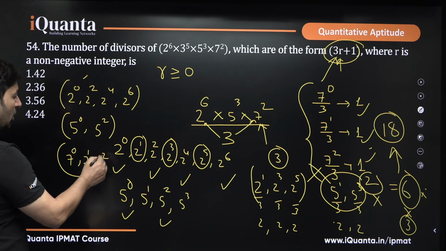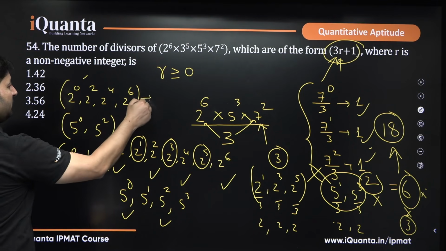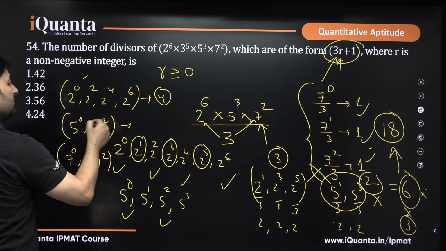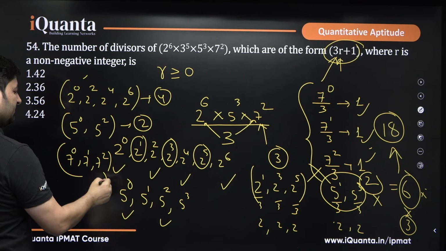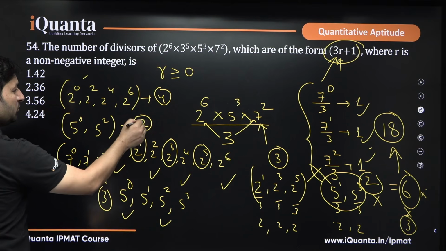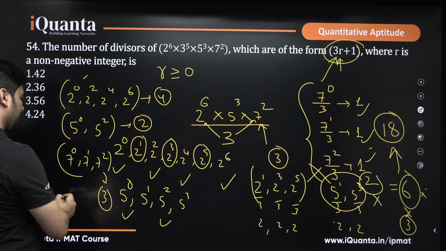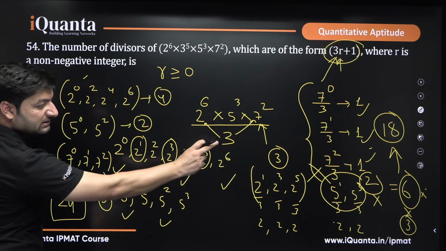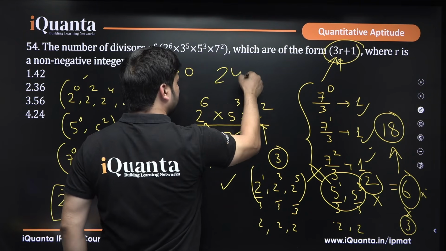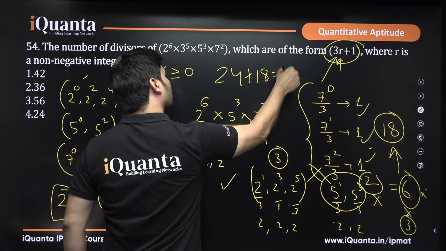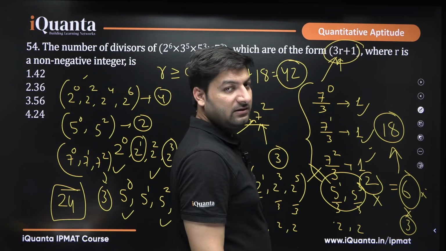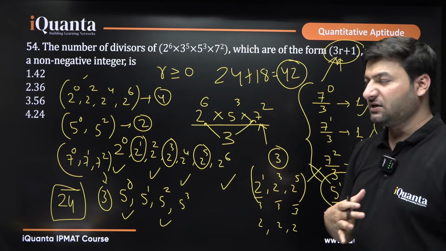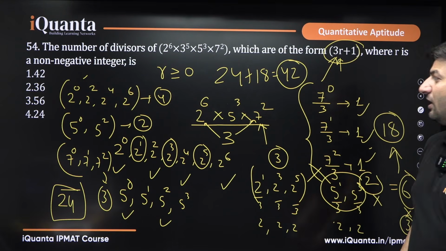So, how many combinations can we generate from here? 4 cases are possible over here, 2 powers are possible over here and then 3 powers are possible over here. 3 into 2 into 4 is 24. 24 total cases are available from here. 24 these, 18 those, 24 plus 18, there will be 42 such combinations where multiplication will give me remainder 1. So, the answer to this question will be 42.